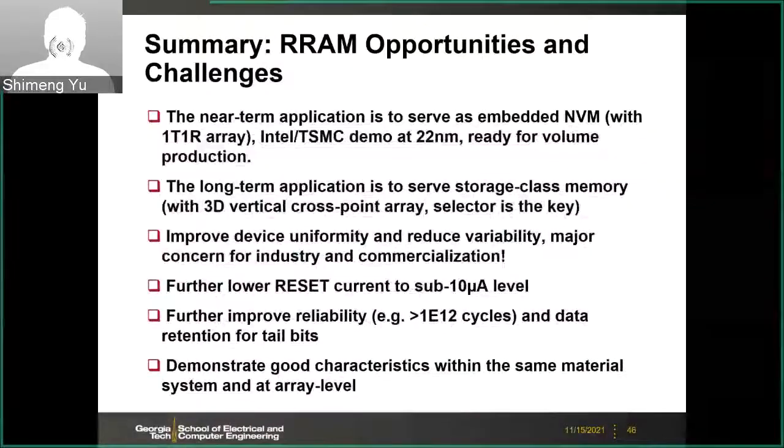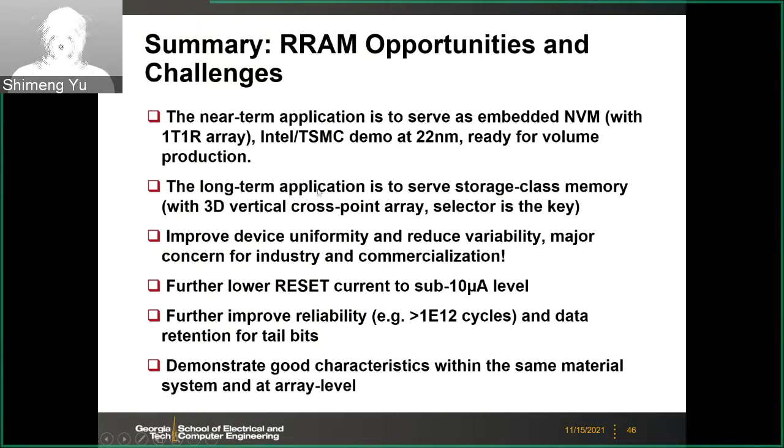All right, so let's have a summary. The near-term application for RRAM is to serve as embedded non-volatile memory with a 1T1R array. And you see examples from Intel and TSMC at 22 nanometer. This is ready for volume production, and actually it's commercialized already. TSMC is offering the tape-out using the RRAM.